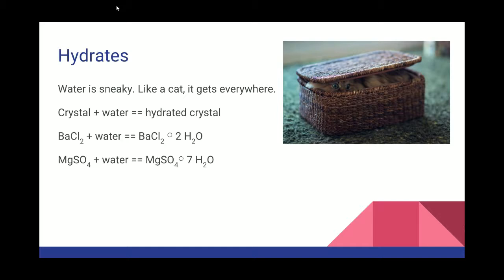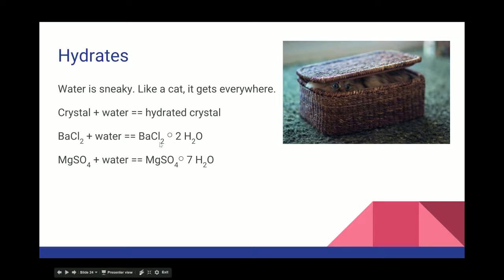Not all of them, though. That's fairly rare. But when you have water incorporated into a crystal structure, that's called a hydrated crystal. I mean, it'll just absorb water from the air if there's any water in the air. So barium chloride plus water, it will have 2 molecules of water for every formula unit of barium chloride. Okay, so that's written here as barium chloride dot 2H2O.